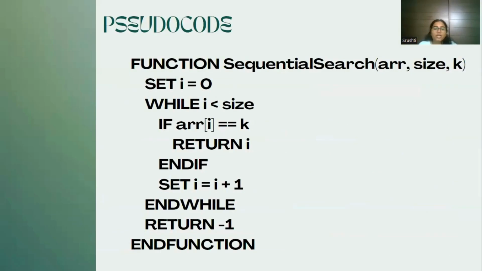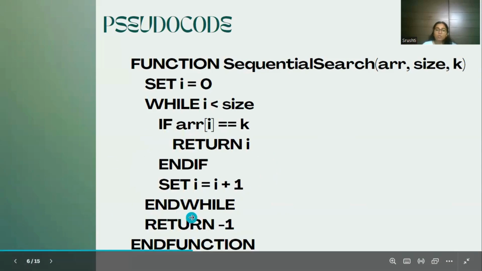Let's learn the pseudocode. Function: here function refers to the function name, sequential search, array, comma, size, comma, k. Here array is the array list, size includes the size of the array, and k is the key to be found. Set i equals 0, while i is smaller than size. If array of i equals k, return i. Else set i equals i plus 1, end while, return minus 1, end function. This is the pseudocode for sequential search.